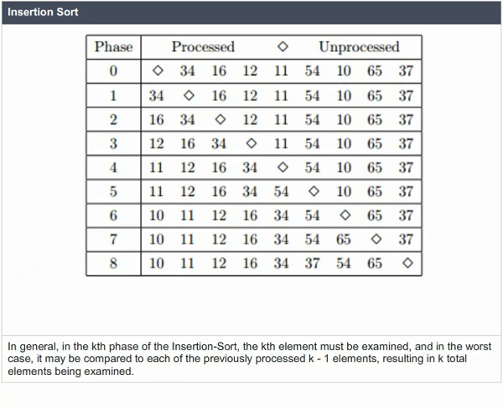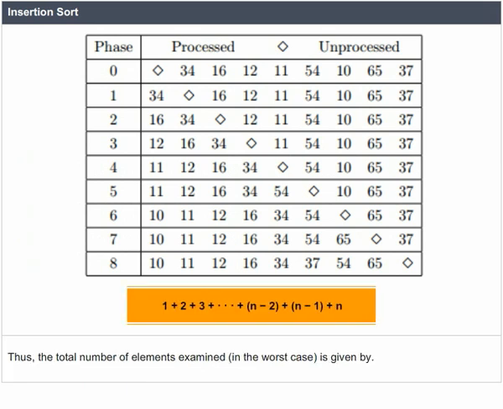In general, in the kth phase of the insertion sort, the kth element must be examined, and in the worst case, it may be compared to each of the previous k-1 elements, resulting in k total elements being examined. Thus, the total number of elements examined in the worst case is given by 1 plus 2 plus 3 plus etc. plus n-2 plus n-1 plus n.